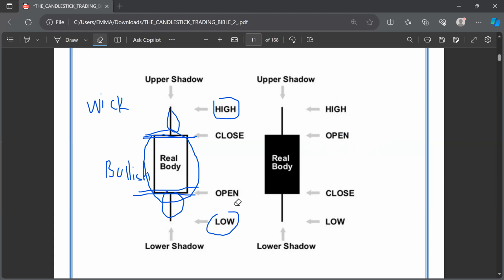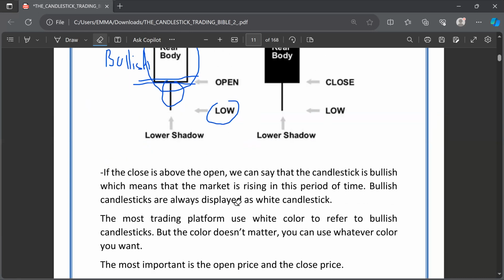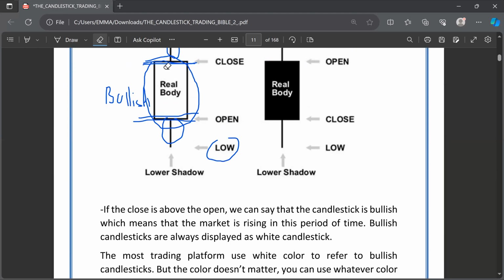That is it. So let's read more about it. The reading, I'm not going to talk much because I've already explained that. If the close is above the open, like in the bullish sense, we can say that the candlestick is bullish, which means that the market is rising in this period of time, or in this time frame.